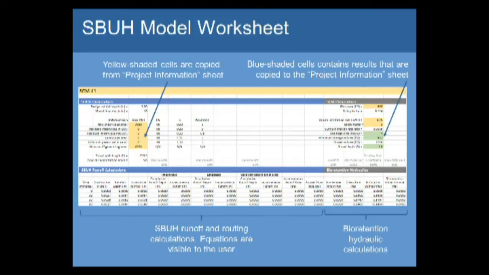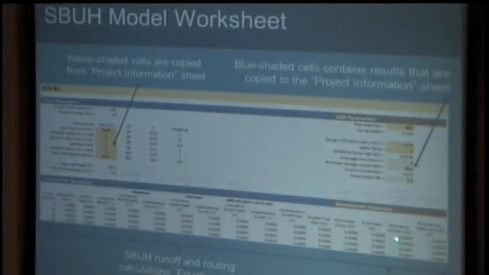This would maybe be a little more effective to talk about during a live demo. This is that second worksheet, and the only thing I'd like to say about this, these are the SBUH model calculations. The only thing I'd like to say here is these yellow cells are populated by calculations that come off of that project information worksheet.